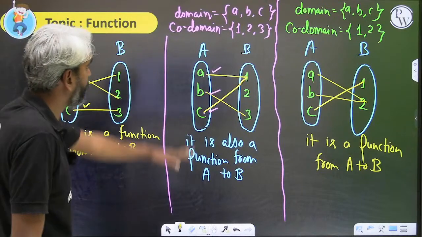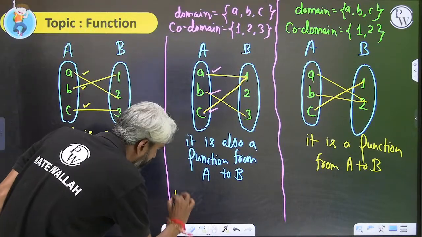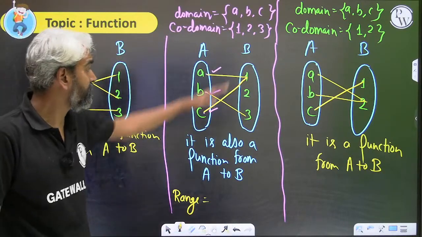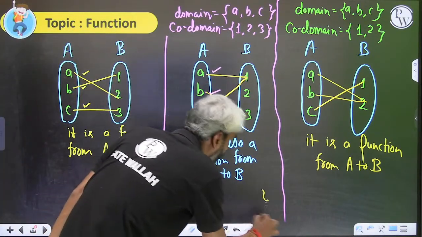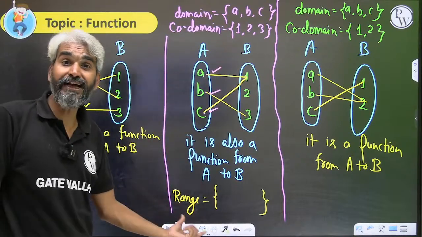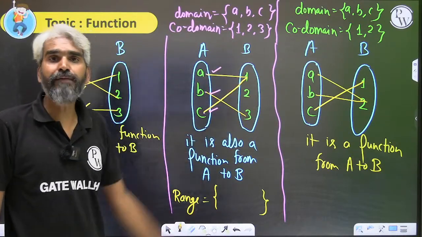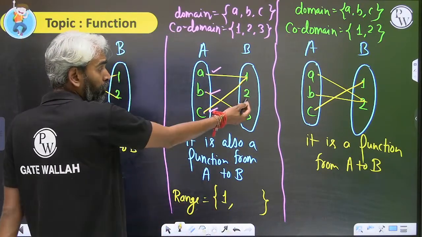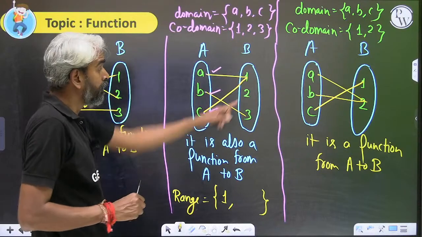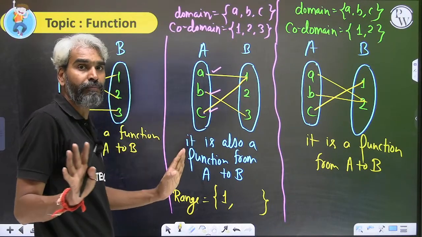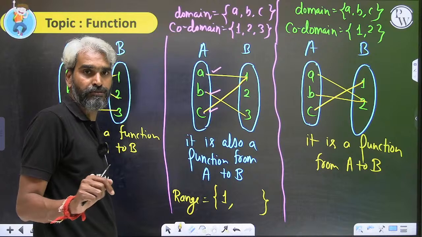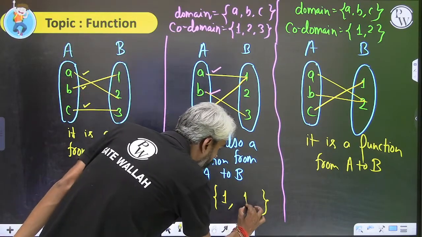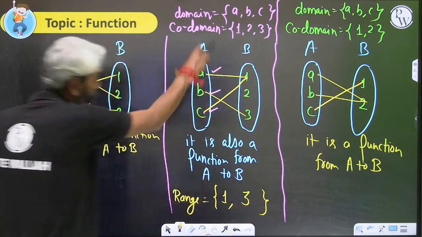Okay, so here if we take the same example, what will be the range of the function? The range of the function will be a set of elements of the codomain which are mapped by at least one element of the domain. One is mapped by at least one element of the domain. Two is not mapped by any element of the domain. Therefore, two will not become part of the range. Three is also mapped by at least one element. So this is the range of this function.